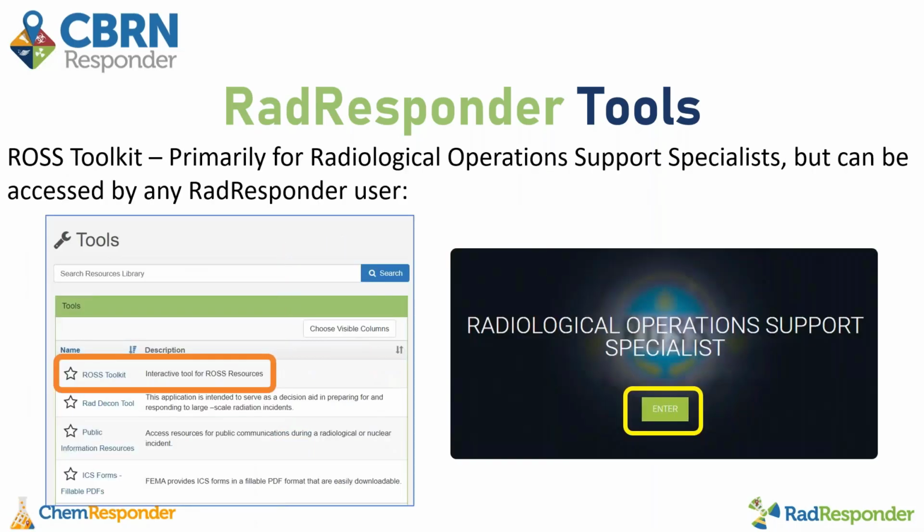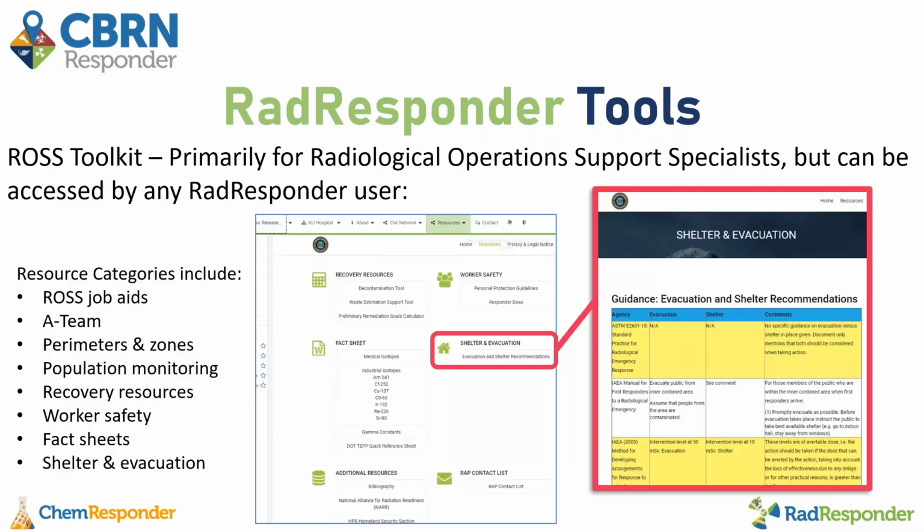The first resource that you'll see is the ROS Toolkit. Now this is primarily for radiological operations support specialists, but it can be accessed by any RadResponder user. Once you enter the ROS Toolkit, you'll see an interactive application of various resource categories that include ROS job aids, A-team, perimeters and zones, population monitoring, recovery resources, worker safety, fact sheets, and shelter and evacuation materials. You'll just click on the resource you're interested in and it will appear within the ROS Toolkit.